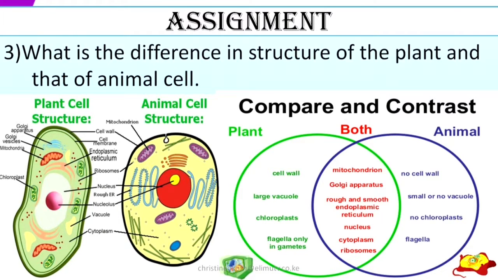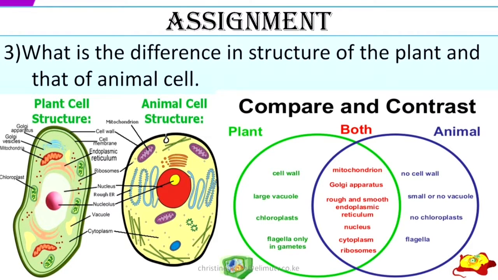wall. So the cell wall is the additional membrane from the cell membrane. Then, in the plant, we have a large vacuole. In the animal, there is a small vacuole or there is no vacuole. In the plants, they have a chloroplast, the green pigment which is found in the leaves for photosynthesis. In animals, there is no chloroplast. Then in plants, there is flagella only in the gametes, while in animals, there is flagella. So those are the differences between the plant and the animal cells.